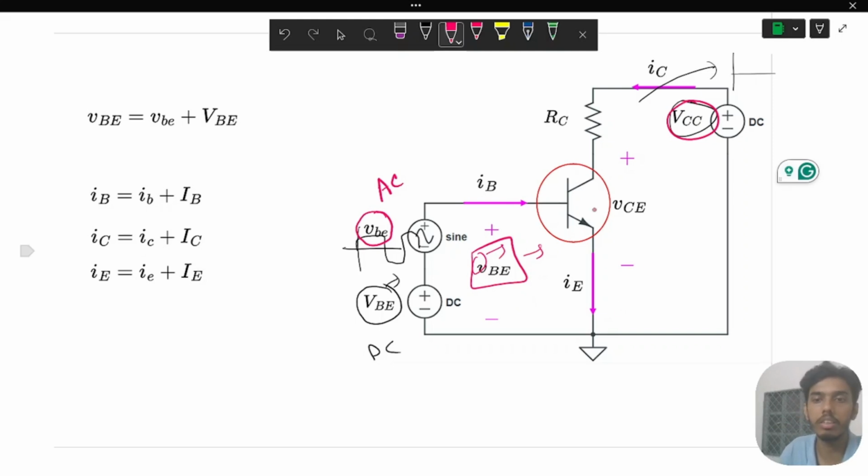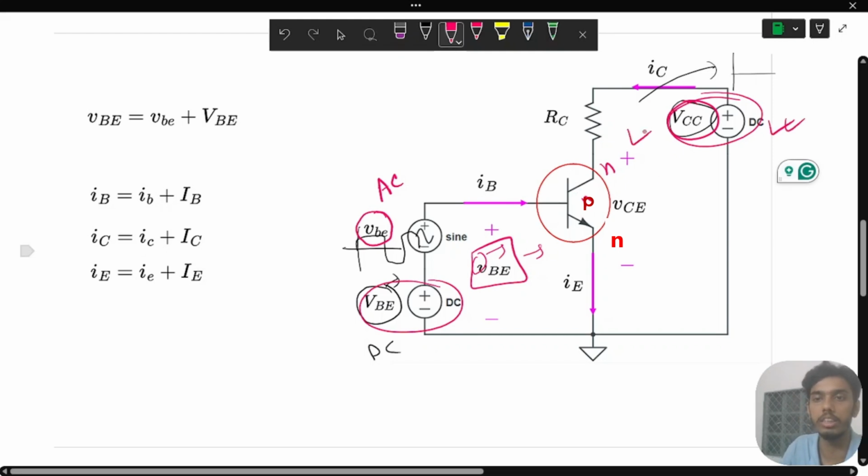Okay, so the first thing to notice is that this is an NPN transistor, and we have two DC sources, this and this. The main role of these DC sources is to take this transistor to the active region, because we're trying to amplify a signal, so we're trying to use this transistor as an amplifier. For that we have to bias this transistor in the active region. So this is the main role that these DC sources play.